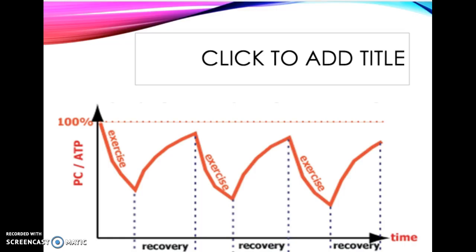If they were expected to do 6 more sprints with the same amount of rest, then they wouldn't be able to replenish their ATP and PC stores as much compared to their first sprint. However, if they did a sprint and then had 3 minutes rest, then their ATP-PC stores would be fully replenished and they could perform better.